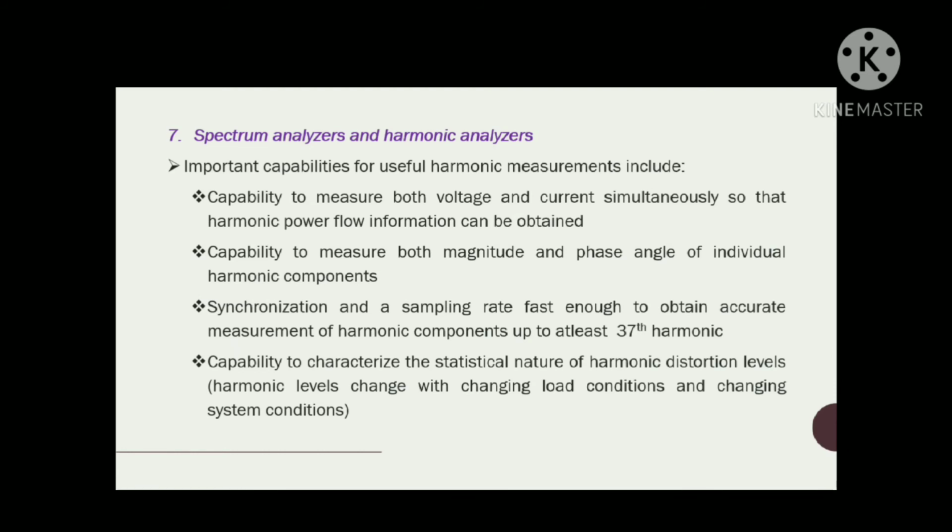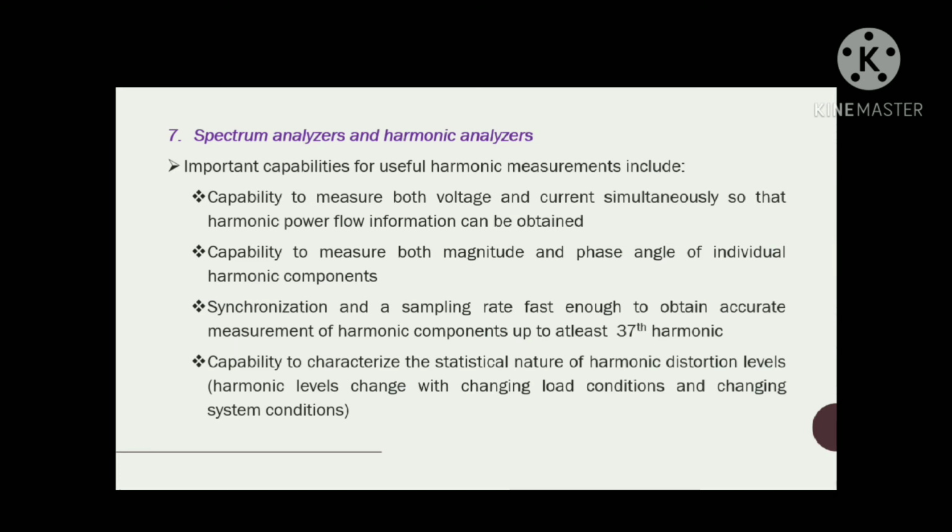Important capabilities for useful harmonic measurements actually include these things: a capability to measure both voltage and current simultaneously so that harmonic power flow information can be obtained, capability to measure both magnitude and phase angle of individual harmonic components, then synchronization and sampling rate fast enough to obtain accurate measurement of harmonic components up to at least the 37th harmonic, and capability to characterize the statistical nature of harmonic distortion levels.